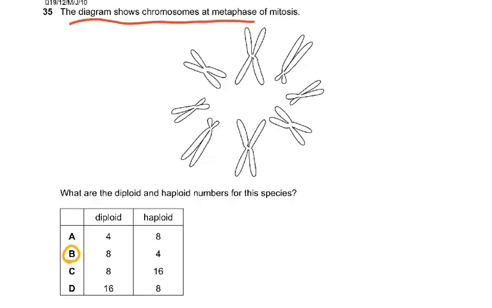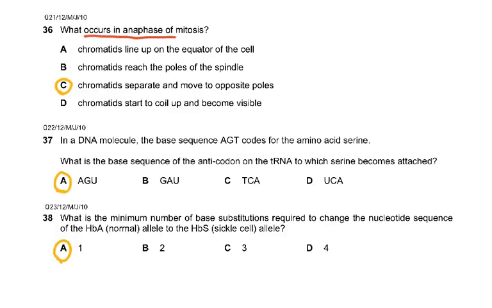The diagram shows chromosomes at metaphase of mitosis. What are the diploid and haploid numbers? Again, just count them: 1, 2, 3, 4, 5, 6, 7, 8. So diploid would be 8, because there are 16 chromatids, and haploid would be 4. But you have to understand this. What occurs in anaphase of mitosis? Chromatids separate and move to the opposite poles. Anaphase, apart.